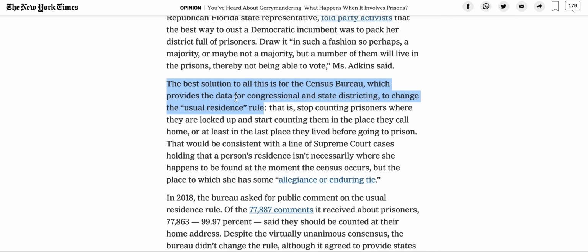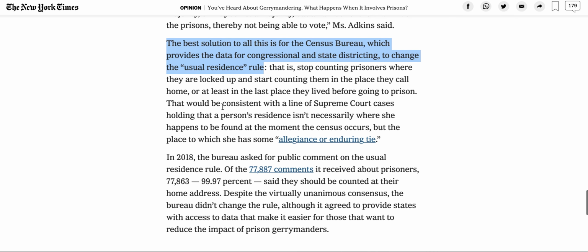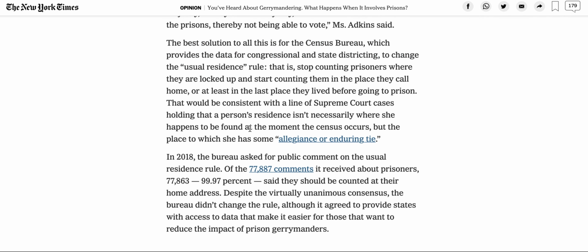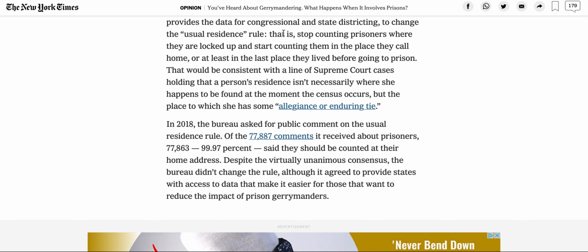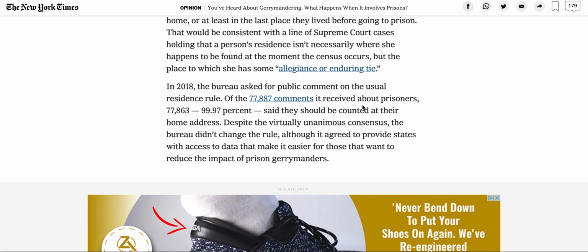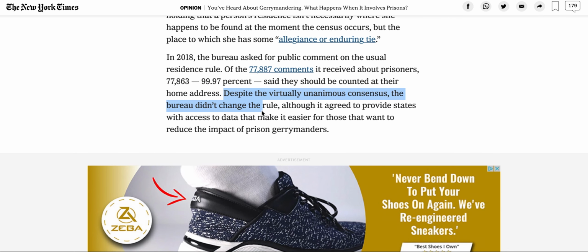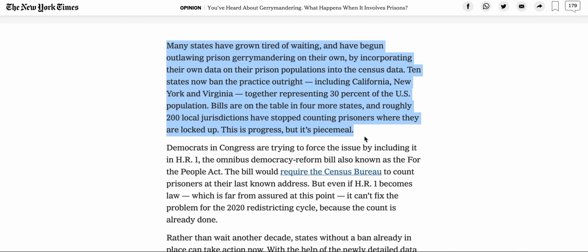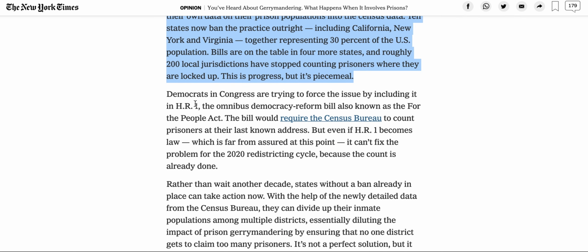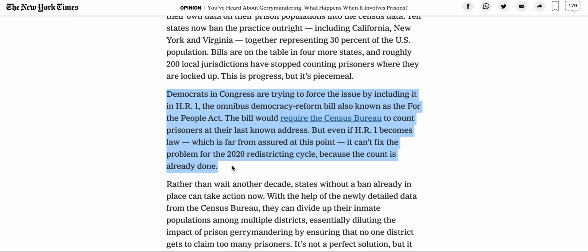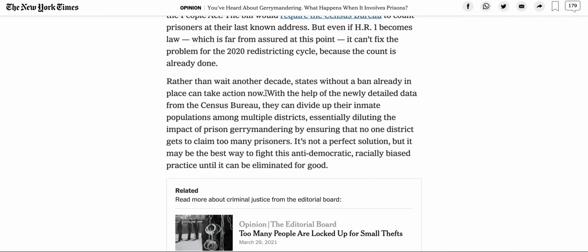Okay. So here's our solution. We change the usual residence law rule. We keep going, and they give us some more. Here's why this is okay. The Supreme Court made a decision that was in line with this. Here's another fact about how it was received. Despite the consensus, they didn't change the rule. And then we go on to places where this has been implemented at the state level. Here's some info about what is currently going on in Congress related to it. And then finally, we get the actual actionable step.